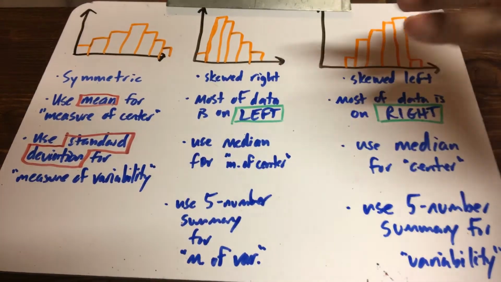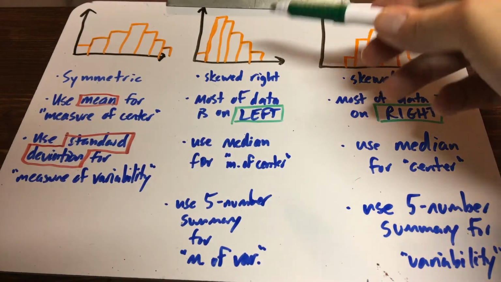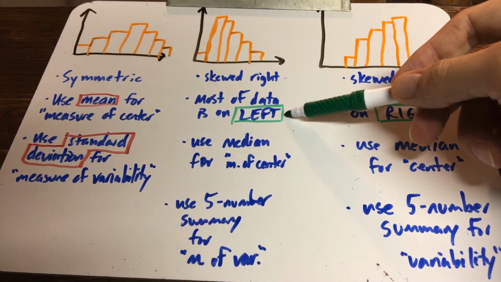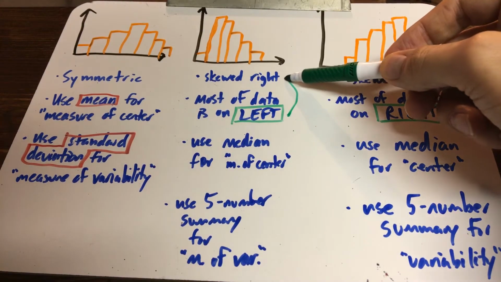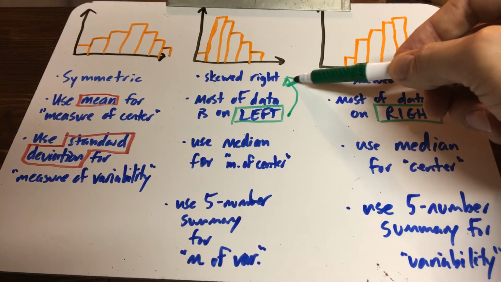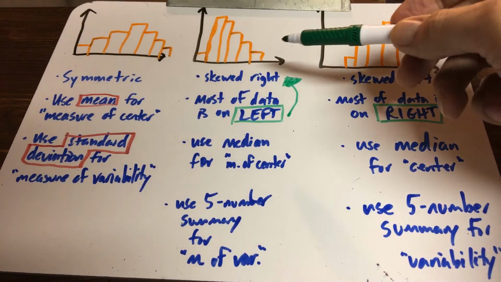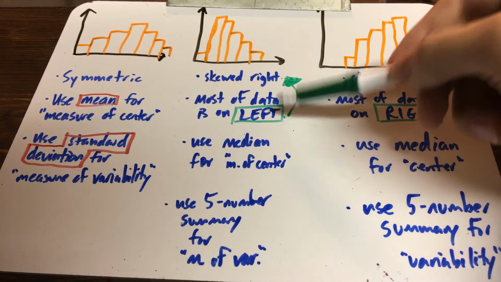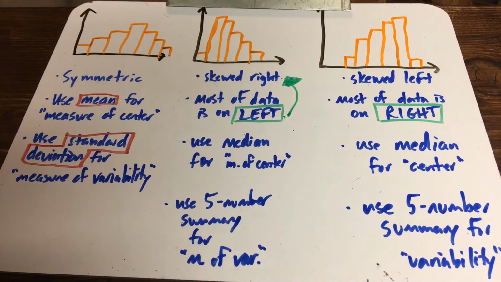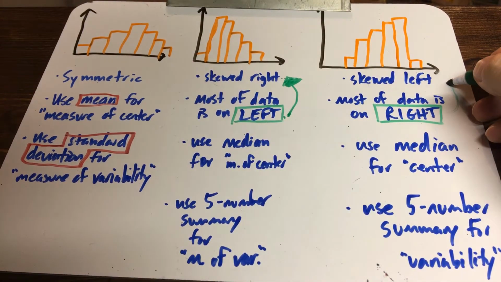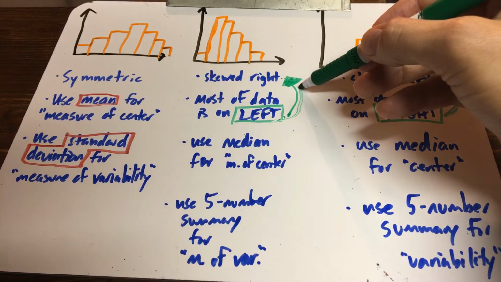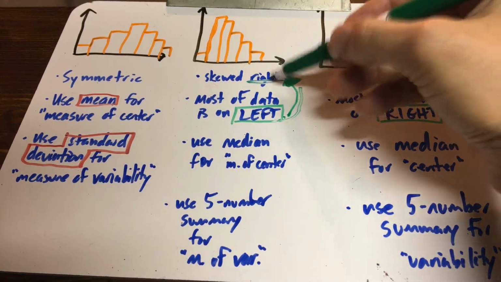Okay, now here's the key difference, and this is what some people got confused on yesterday. Let me just start over. This is called skewed to the right. When most of the data is on the left, you call it skewed right. And we had a couple people yesterday who were saying when it's skewed right, most of the data is on the right, and when it's skewed left, most of the data is on the left. No, that's not actually right. I know it makes sense to think that way, but that's not how it works. When most of the data is on the left, we call it skewed right. So it's the opposite, right?